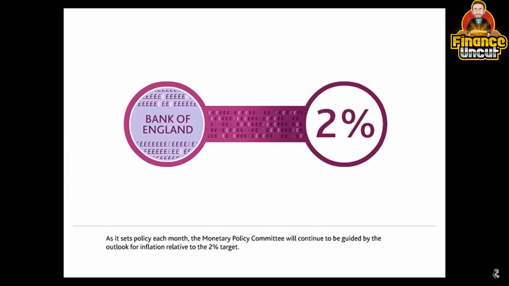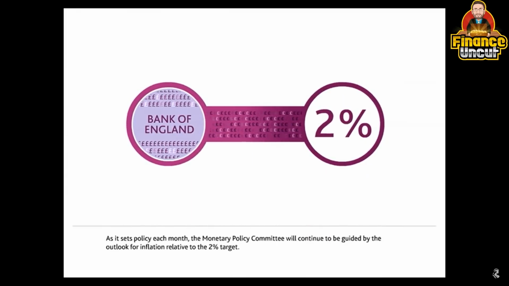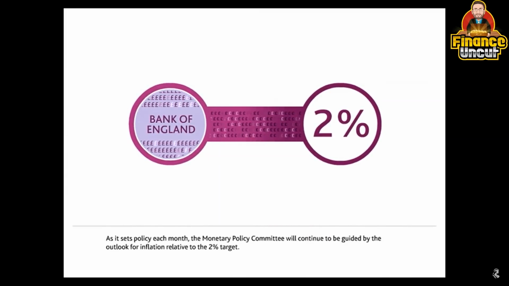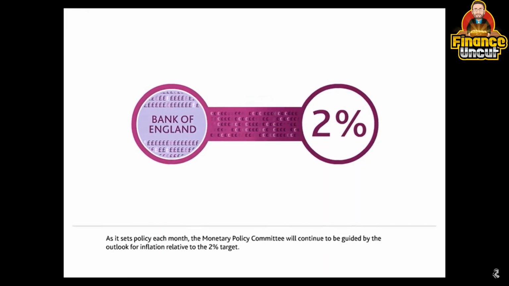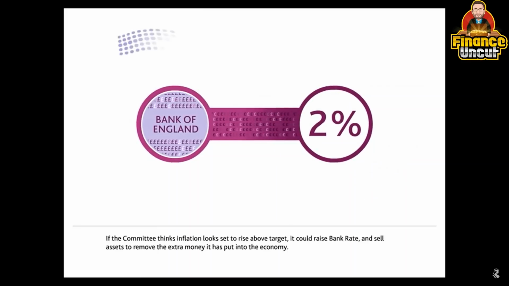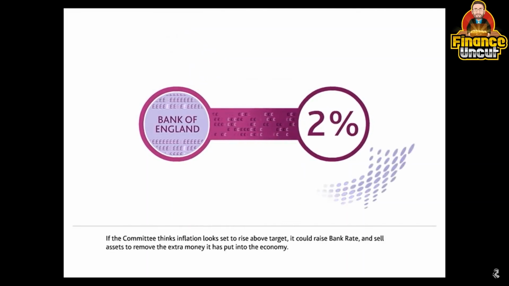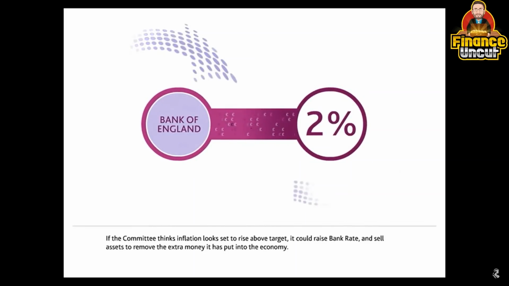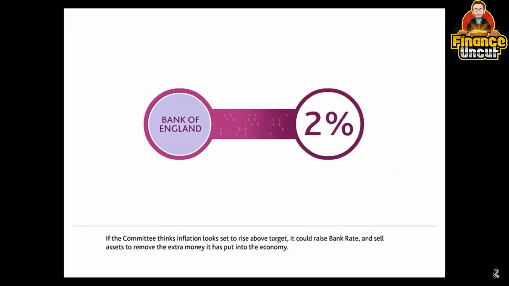As it sets policy each month, the Monetary Policy Committee will continue to be guided by the outlook for inflation relative to the 2% target. If the committee thinks inflation looks set to rise above target, it could raise bank rate and sell assets to remove the extra money it has put into the economy.